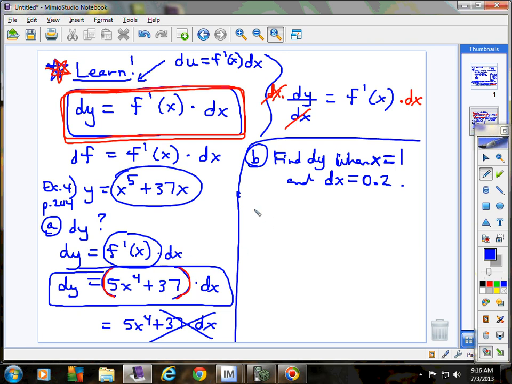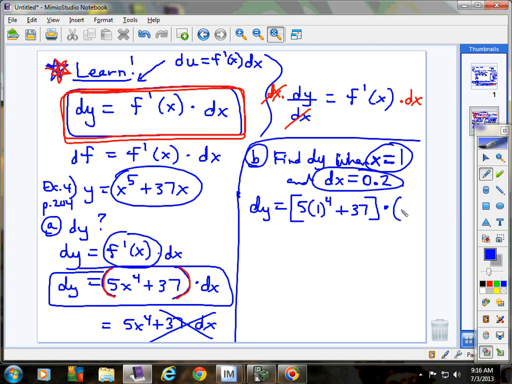So I'm going to go down here to my answer for dy, and I'm going to substitute in that for x and that for dx. So I'm going to get 5 times x, which is 1, according to my problem, to the 4th. I made it easy on us on this one, didn't I? Because I could have used something besides 1, but 1's pretty easy to work with. Plus 37. Again, all that's got to be in parentheses or brackets or whatever you're using. Times dx, and dx is 0.2.